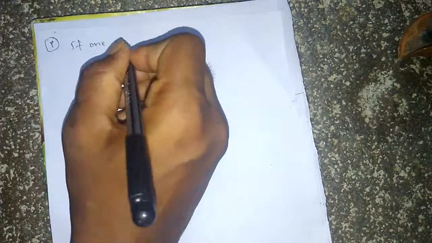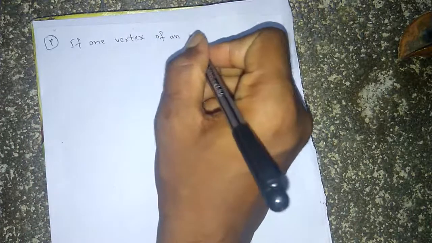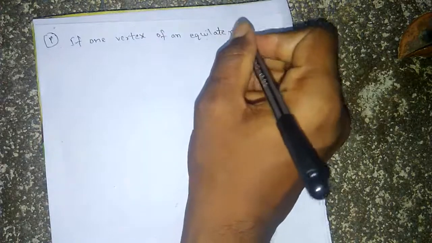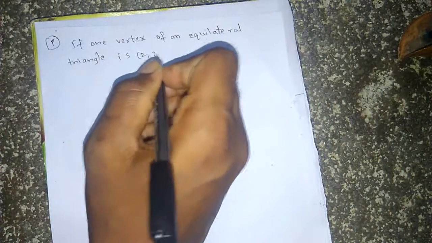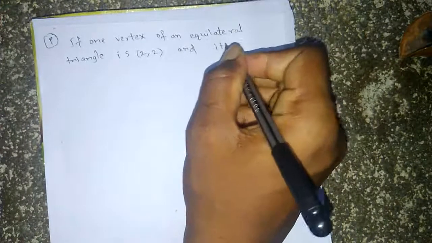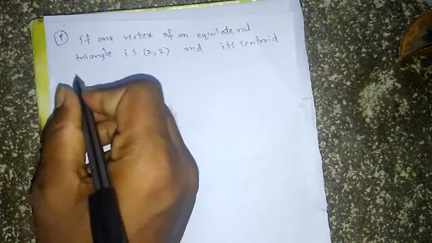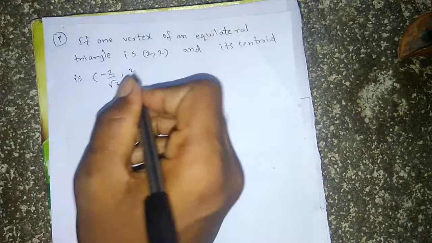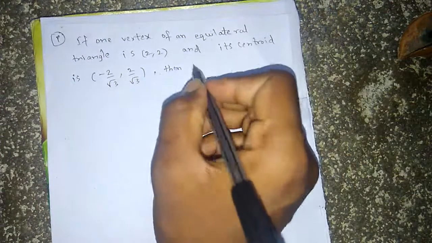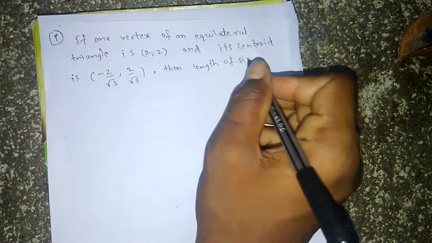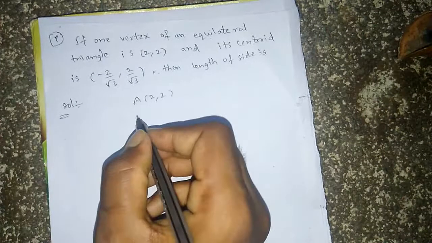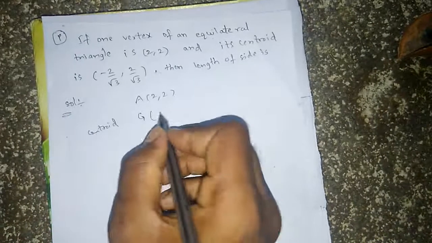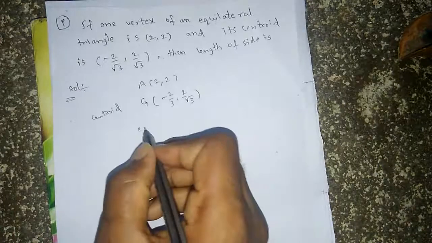Our next problem is, if one vertex of an equilateral triangle is (2, 2) and its centroid is (-2 by root 3, 2 by root 3), then the length of its side is... One vertex is given and the centroid is given. Equilateral triangle.